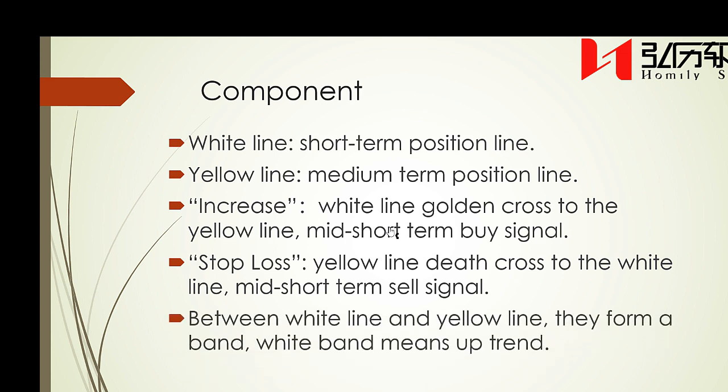And then between the white line and the yellow line, there is a band. The color is different. In an uptrend the band color is white, and in a downtrend the color is yellow. So the white band means uptrend and the yellow band means downtrend.